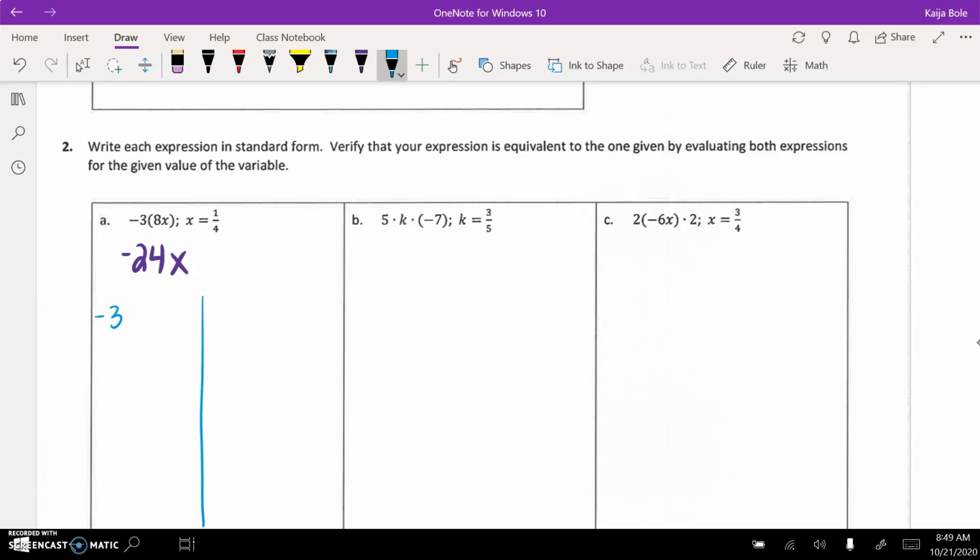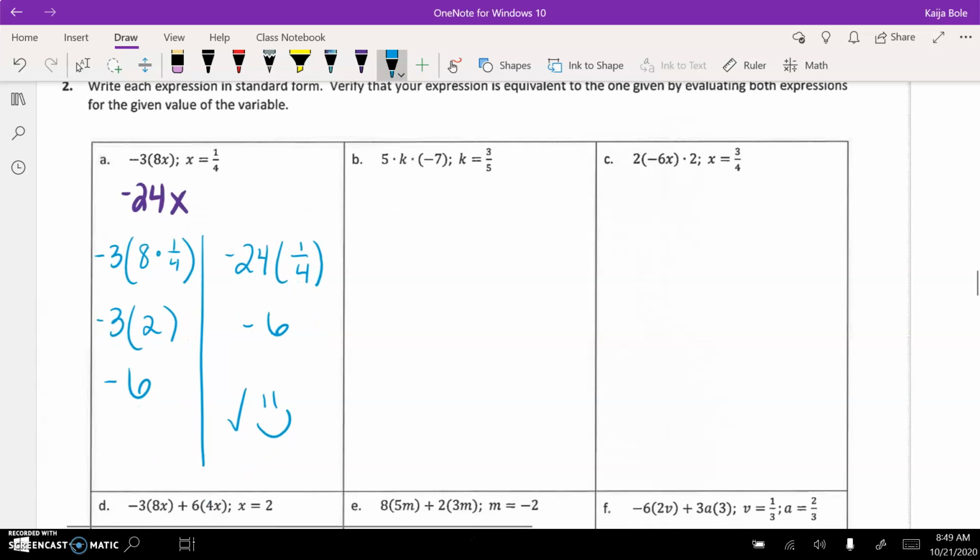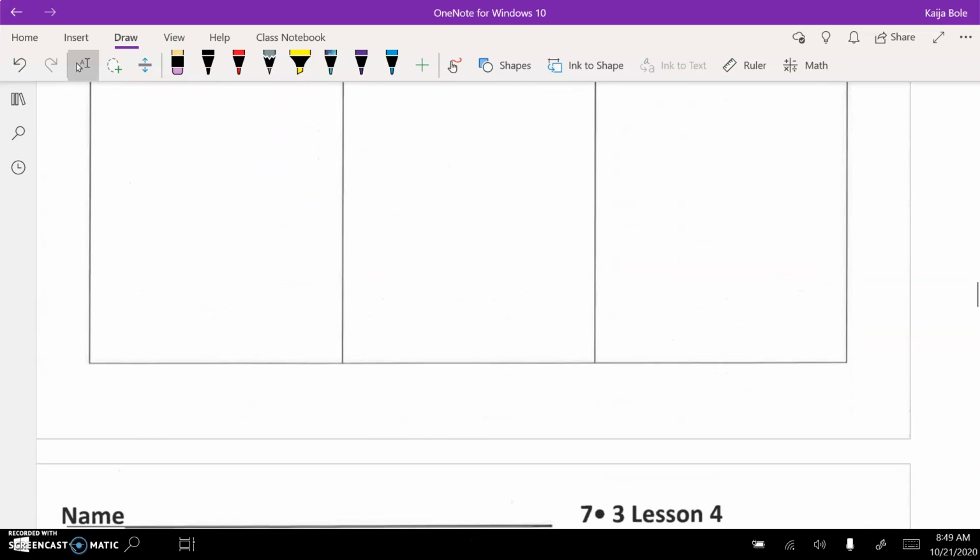So we'd have negative 3 times 8 times 1/4. And so this would be negative 3. 8 times 1/4 would be 2. And then negative 3 times 2 would be negative 6. And now I also have to check it for negative 24 times 1/4, which would just be negative 6. So we're good. We got the same thing. Right? If you don't get the same thing, that means you made a mistake getting into your standard form. All right, so that's the theme for the back page.